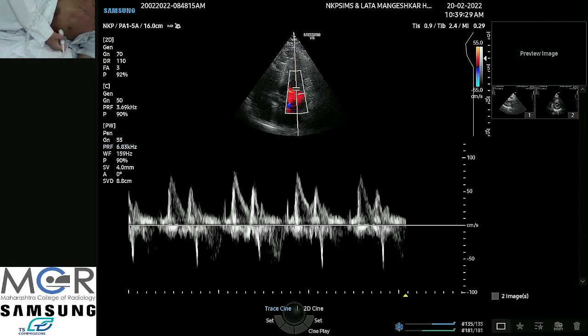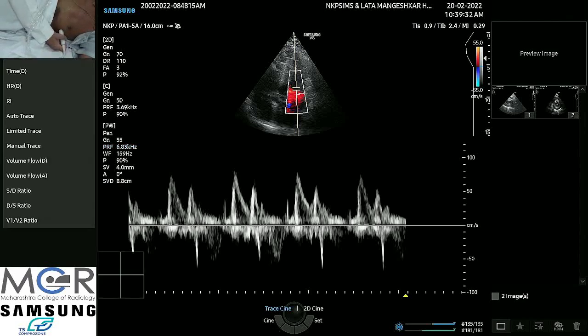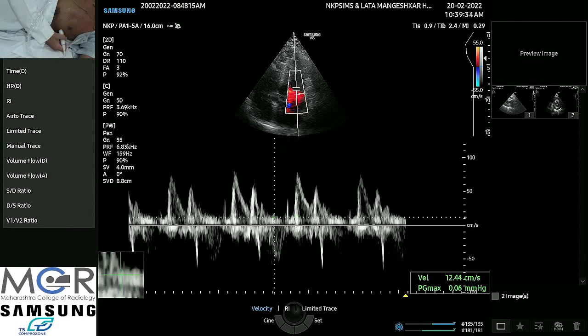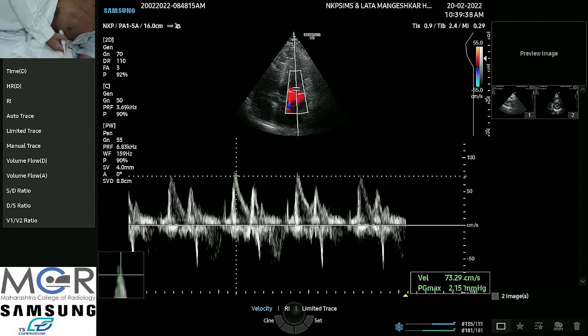Very nicely, you can see a thin envelope. Inside the envelope, it is all empty. This is the E wave, that is the rapid ventricular filling phase.